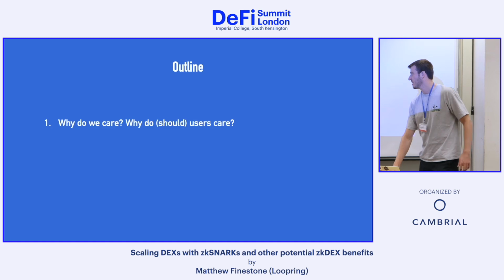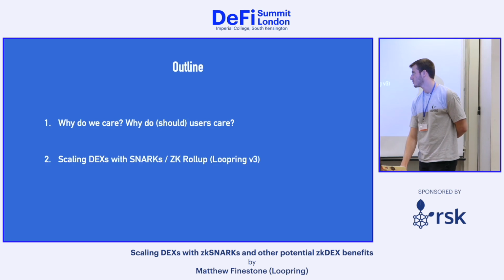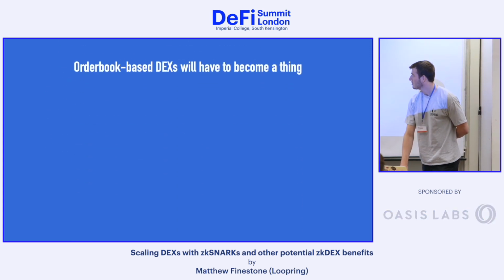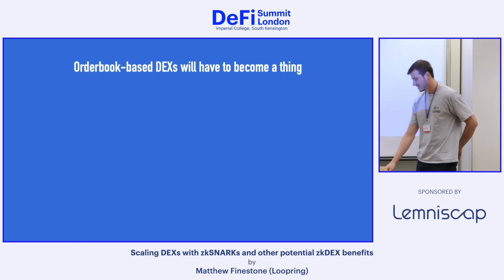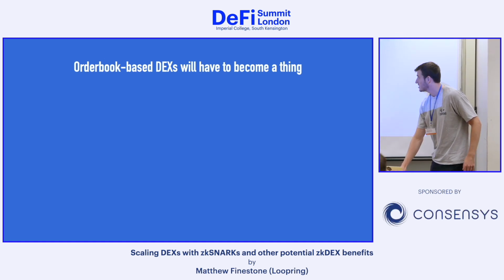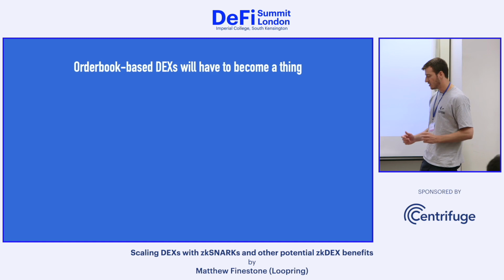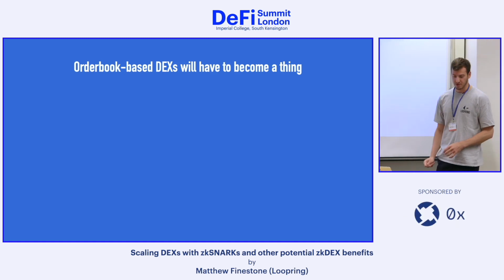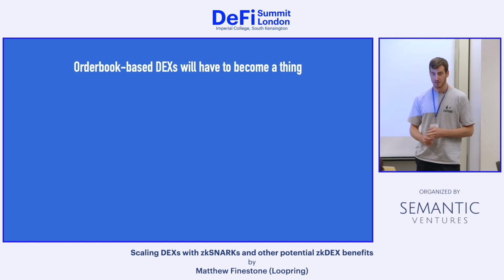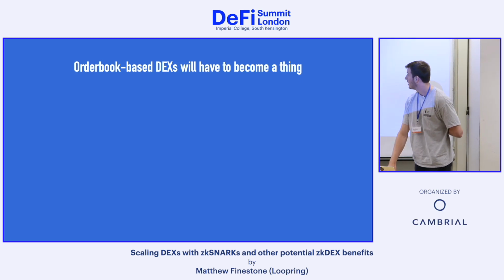And just a brief outline, we'll talk about why we care and why we think users should care, and then we'll look at the actual construction of our version 3 with SNARKs. A lot of this is, again, presumably an advanced audience, and I don't need to espouse the benefits of decentralization, but specifically, we think that thus far, order book-based DEXs have not really taken root. We have the nice curve-based or automated market-making types like Uniswap, which have taken shape, and those are getting traction, but order books have not.